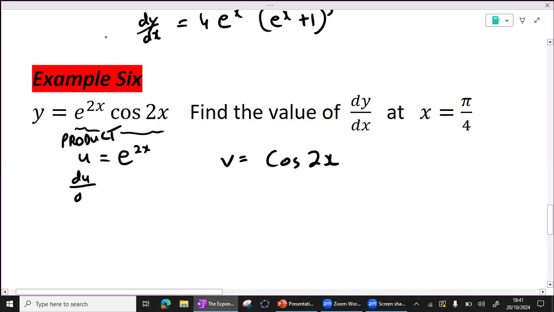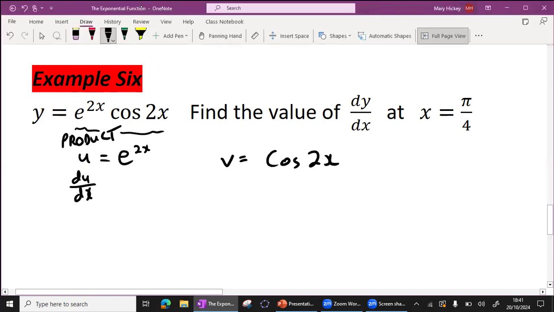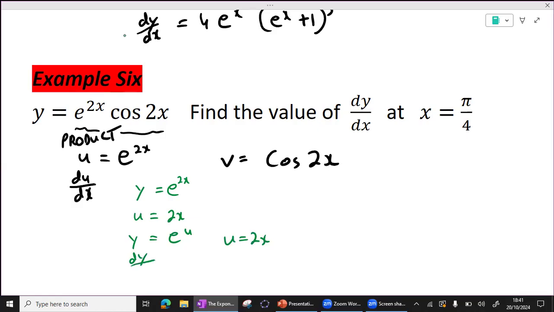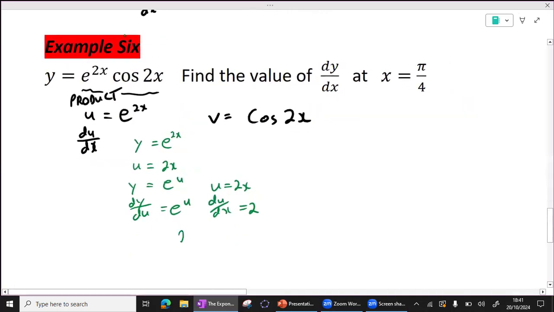So du dx. Now, when I go to do this, if you want, you can go and change the color of your pen, because really we need to deal with the fact that if this was a question on its own, we would normally let u is equal to 2x. So in other words, y would be e to the u and u would be 2x. So if I was doing this as a standalone question, my answer would become 2 times e to the u, which is 2x. So du dx is that.